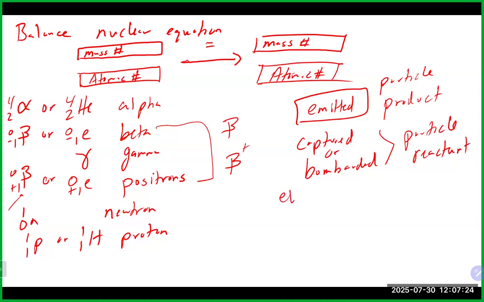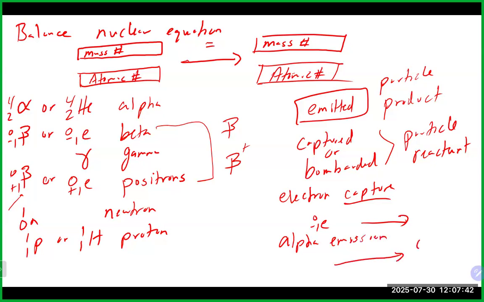So, for example, an electron capture, if you were writing an equation for it, because of this, you would put the electron on the reactant side. If you had alpha emission, that would put the alpha particle on the product side. So again, sometimes in the balancing of these nuclear equations, you're given everything in words, and you just want to make sure everybody gets to the correct side.